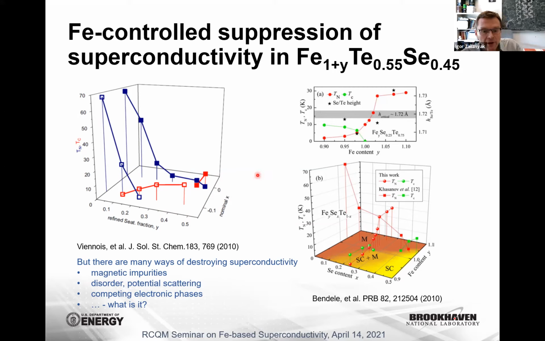However, there are many ways of destroying superconductivity. You can have magnetic scattering from some interstitial irons. You can have disorder, potential scattering, or there can be a possibility that, in fact, iron tunes the transition between two competing electronic phases. And while it looks exotic, it is exactly the possibility that I will try to convince you is the case here.